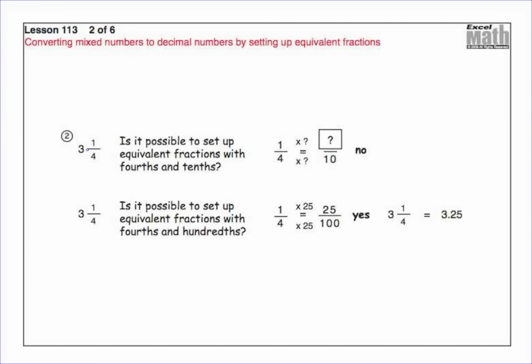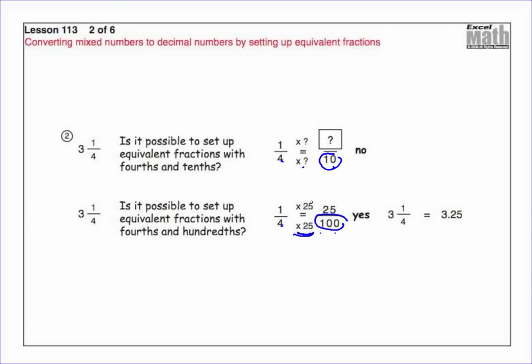Here's another one, 3 and 1/4. Is it possible to set up equivalent fractions with fourths to tenths? If you put a 10 over here, 4 times something is 10. That doesn't quite work too well now, does it? What about if you try to set it up as hundredths? 4 times something is 100? Yeah, you can do that.